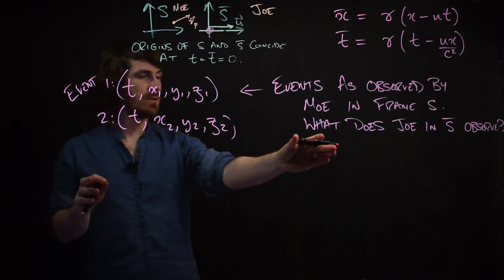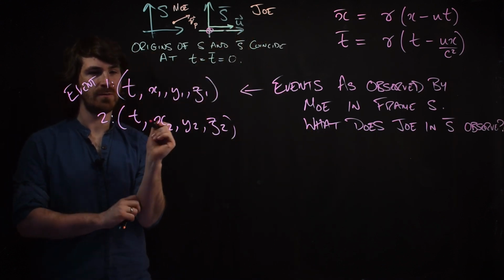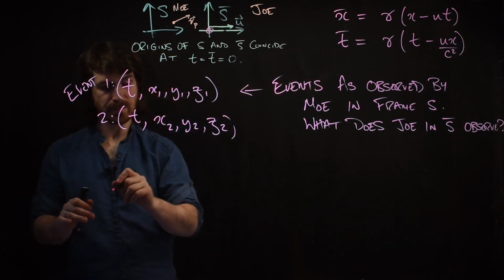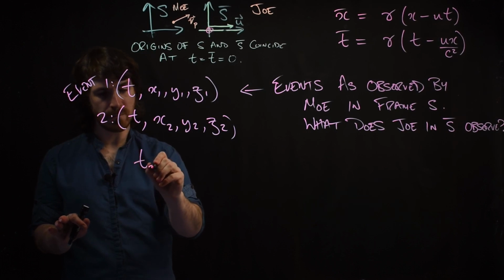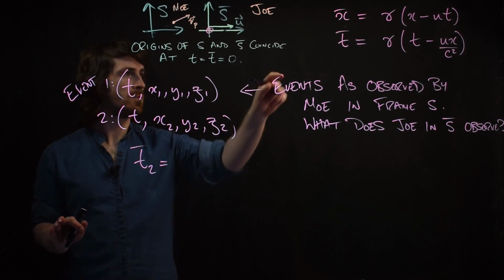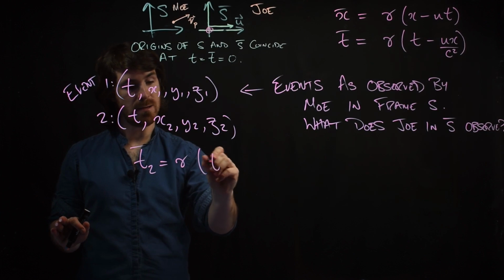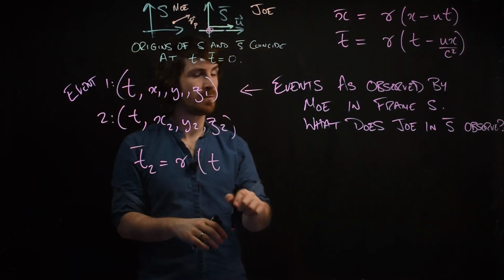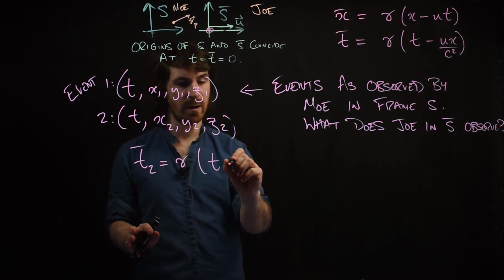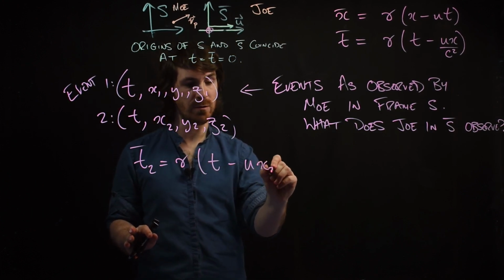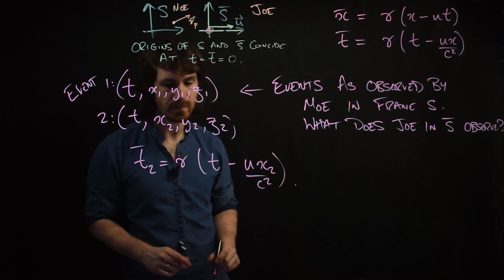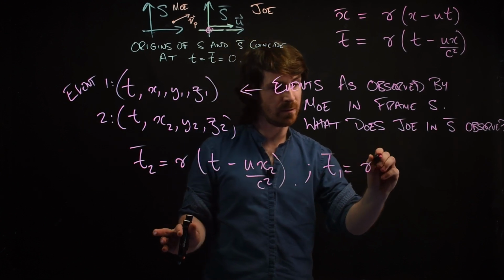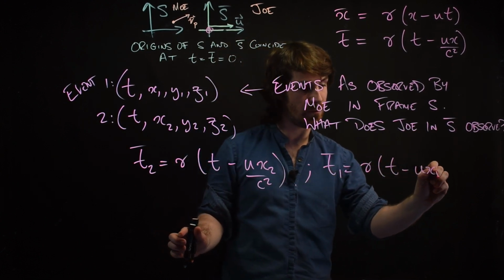Okay, so the question is, what does Joe observe for these events? We know from our Lorentz transformation for time that T2 bar equals gamma (T minus u x2 over c squared). Because the events happen in frame S at the same time, we don't need an index here, it's just T. And T1 bar equals gamma (T minus u x1 over c squared).